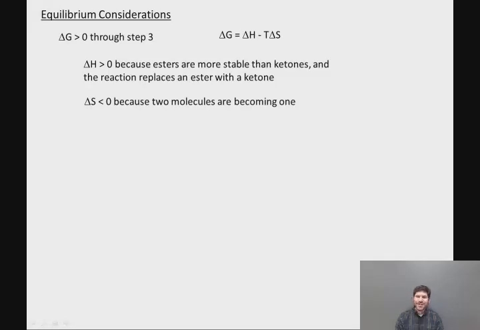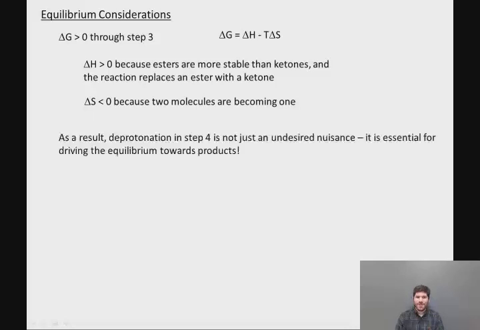Delta S is going to be negative because 2 molecules are coming together to become 1. That is entropically unfavorable. So both the delta H term and the delta S term are working against us for this reaction. However, the fact that step 4 is very favorable and irreversible drives the equilibrium towards products. So this proton transfer, this deprotonation step, is not just an undesired nuisance. It is essential for driving the equilibrium.